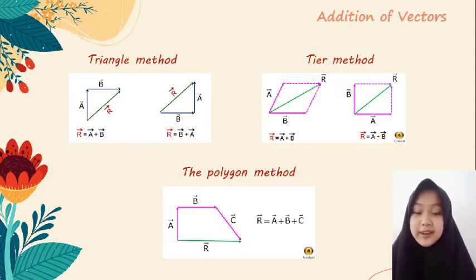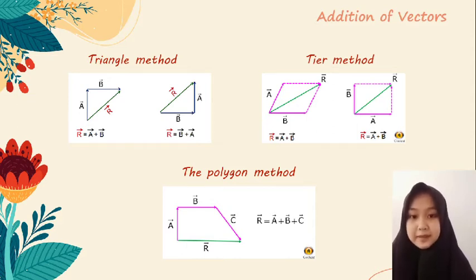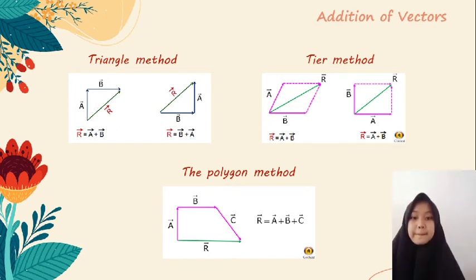1. Triangle method. The triangle method is a vector addition method by placing the base of the second vector at the end of the first vector. Suppose there are two vectors, a and b. The sum of the two vectors using the triangle method is as follows. Vector r equals vector a plus vector b.